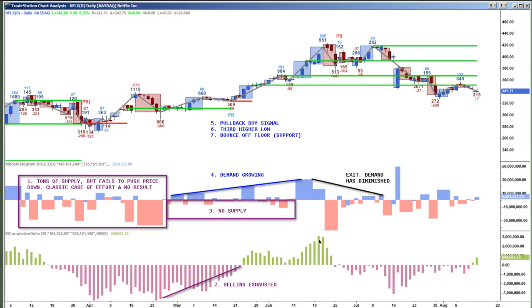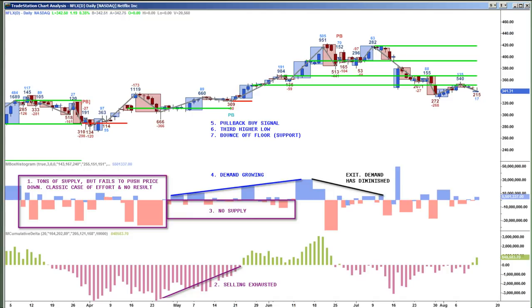We also see that in this cumulative delta at this point, this candle, it has dropped significantly. So I pay attention to things like this, and this would be the point where my gut is telling me to get out. But if you missed getting out here, you definitely want to get out somewhere in this area.